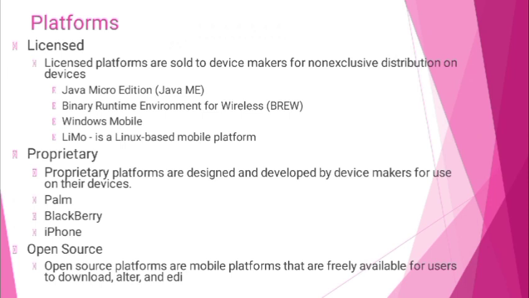The last one is open source. Open source platforms are mobile platforms that are freely available for users to download and alter, as well as edit. It is an approach to the design, development, and distribution of software, offering practical accessibility to software source code. Open source licenses must permit non-exclusive commercial exploitation of the licensed work and must make available the work's source code, and they also permit the creation of derivative works from the work itself.